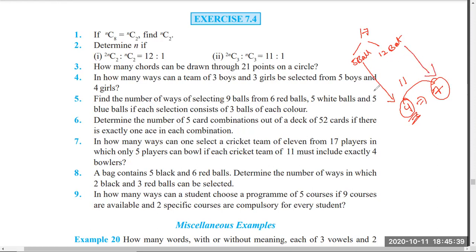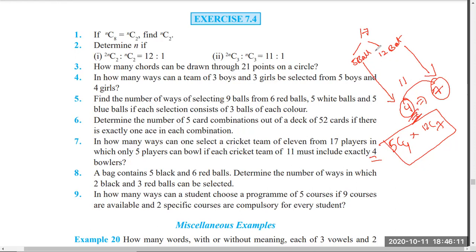So the first places can be selected as 5C4, because it's a combination we are selecting, into the remaining 12 places selected as 12C7, right? So this is your answer. They flipped the question. Basically you are finding the combination, except they said you need to include 4 bowlers. So that's why we are including 4 bowlers first out of 5, and then the remaining.